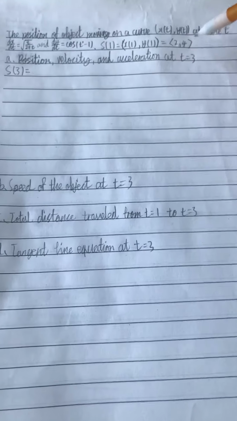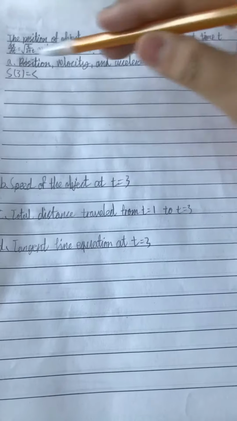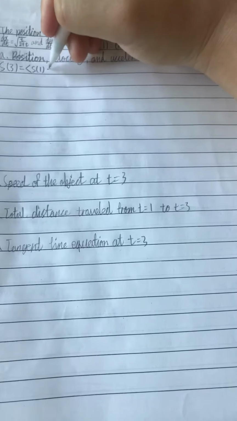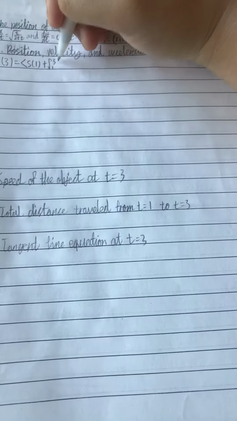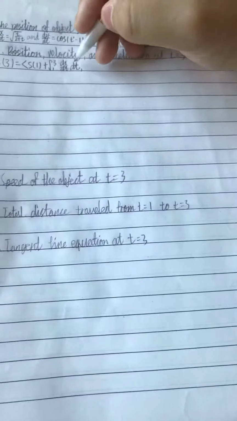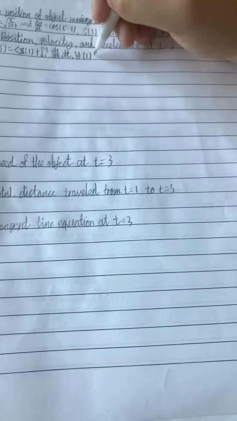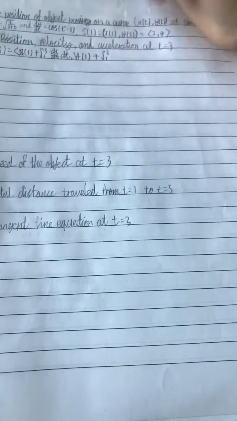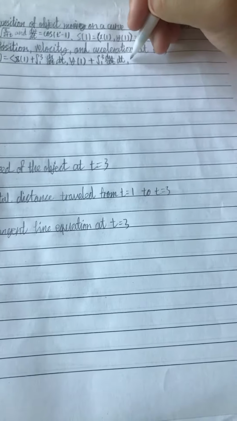What we are going to use here is the fundamental theorem of calculus. So basically, x3 will be equal to x1 plus the integral from 1 to 3 of dx/dt with respect to t, and y3 will be equal to y1 plus the integral from 1 to 3 of dy/dt with respect to t. And the rest will be the calculator work. So now let's take out your calculator.